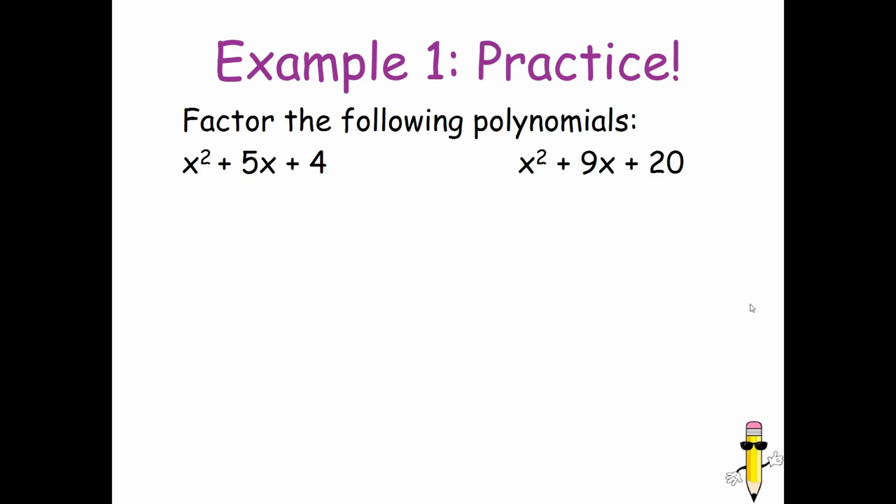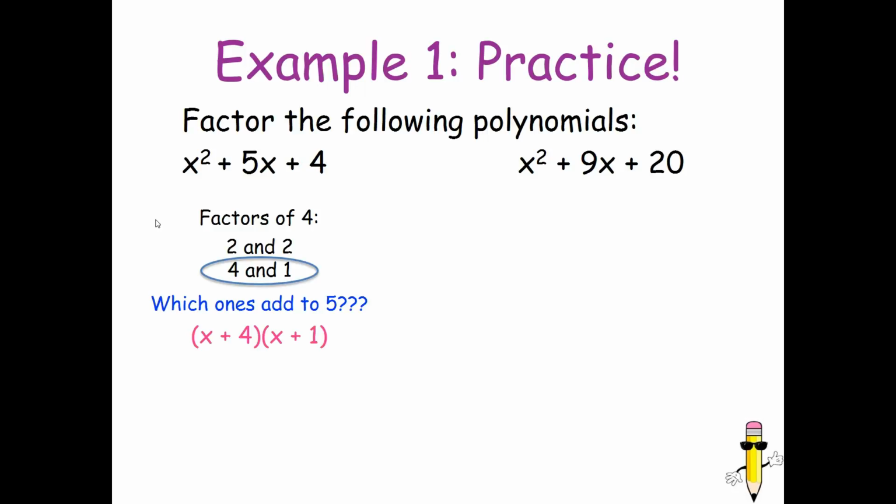Okay, so example 1, we have x squared plus 5x plus 4, and I need to figure out what two numbers multiplied together give me 4, but added together give me 5. That would be factors of 4: 2 and 2, and 4 and 1. If I add 2 and 2, I'm going to get 4, but if I add 4 and 1, I'm definitely going to get that 5. So 4 and 1 are probably the numbers I'm looking for, and I would rewrite that binomial as x plus 4 and x plus 1.